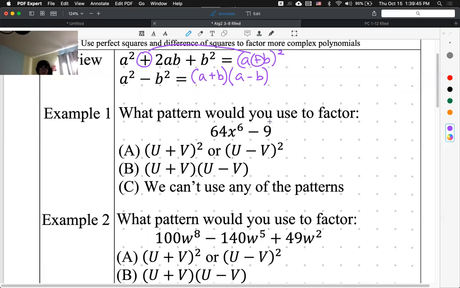Okay, so example number 1. What pattern would you use to factor this, 64x to the power of 6 minus 9? You have three choices. It's either a perfect square, A, a difference of squares, B, or it's neither, C. Everyone, hold up 1, 2, or 3. You're going to guess if you don't know. Is it a difference of squares, a perfect square, or none of the above? Cohen, what are you holding up?